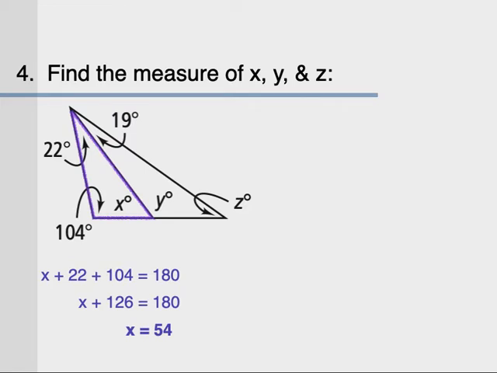Now, once you know the answer to one variable, sometimes it helps to add it to the picture. So I would recommend writing a little 54 by the x here, because that might help you solve for y. Because if you look at where y is, y makes a straight line with x. Go ahead and solve for y.